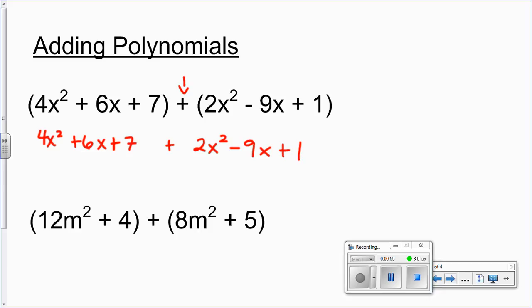So 4x squared has a like term with 2x squared. So I'm adding those. 4x squared plus 2x squared is 6x squared. 6x has a like term with negative 9x. Again, we're just combining like terms, so I'm doing 6x minus 9x or plus negative 9x.